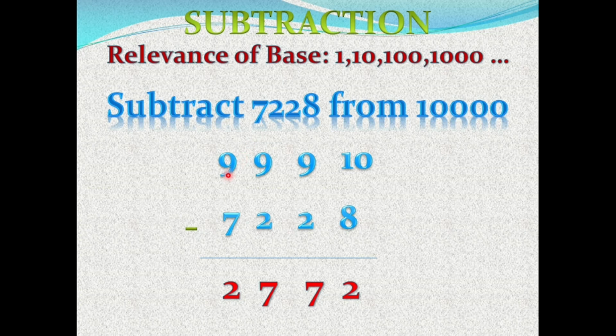The same formula. What is that? Subtract all from 9 and the last one from 10. The same I have applied here. 9 minus 7 is 2, 9 minus 2 is 7, 9 minus 2 is 7, and 10 minus 8 is 2. This is the answer.